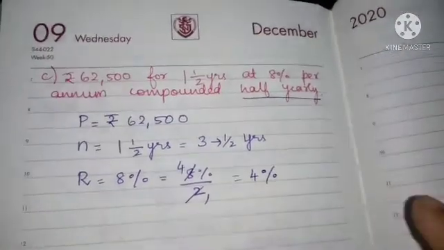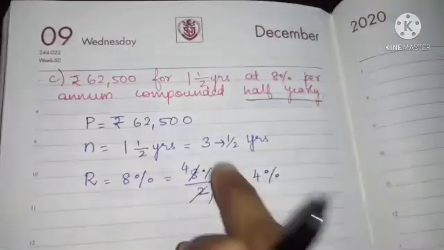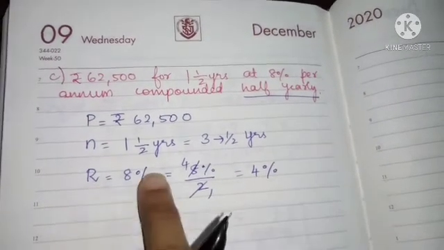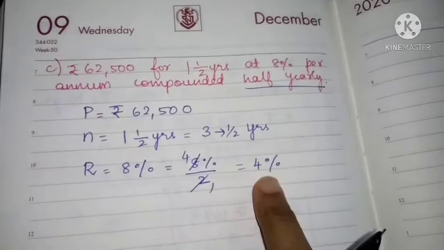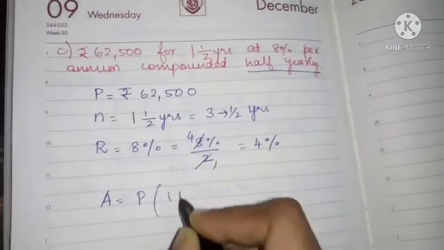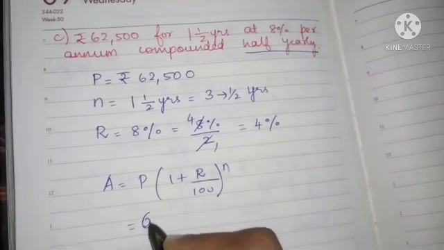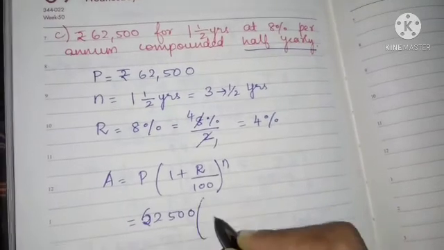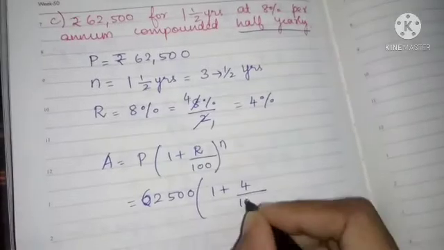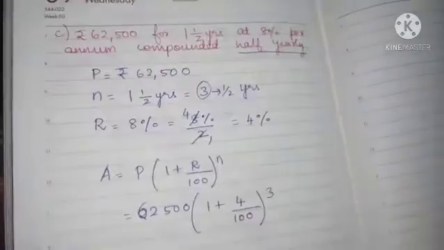See, everything you are dividing by half. 1.5, how many halves are there? 3 halves are there. 3 half years, that is 3 six-month periods. Rate means 8%, I am calculating it as 4% because divided by 2. Now you find the amount is equal to P into 1 plus R by 100 the whole power n. What is the principal? 62,500. 1 plus R is 4%. Don't substitute 8%. By 100 the whole power 3, because 3 half years. So this 3 only you will substitute.